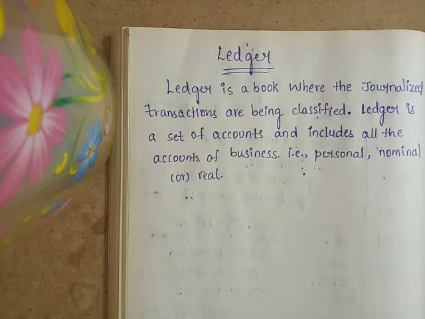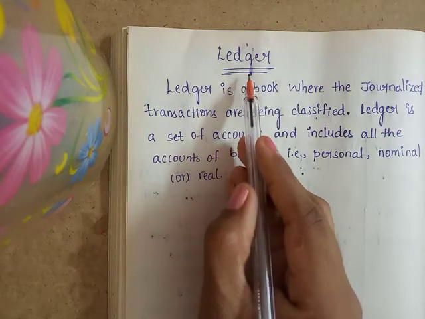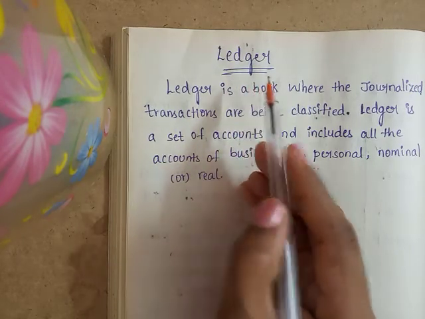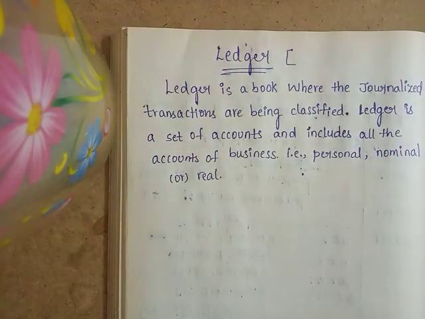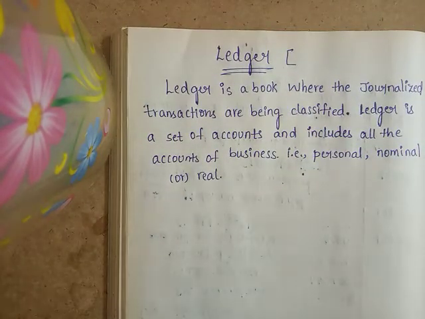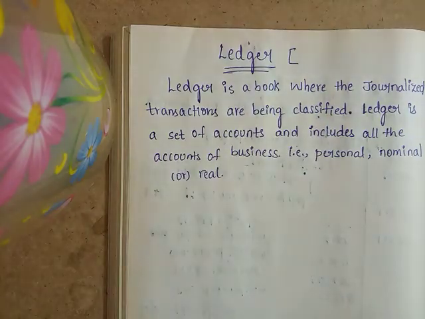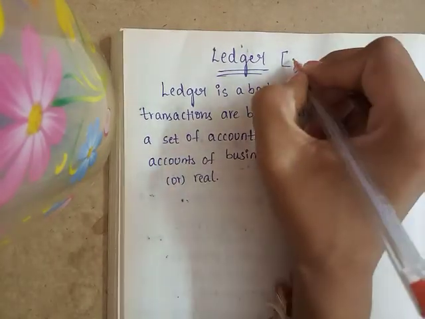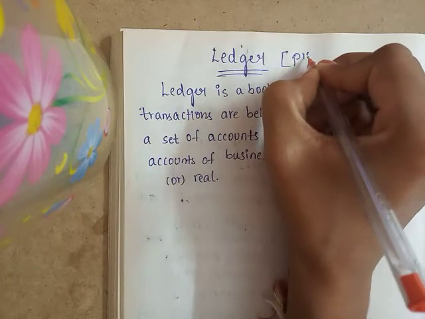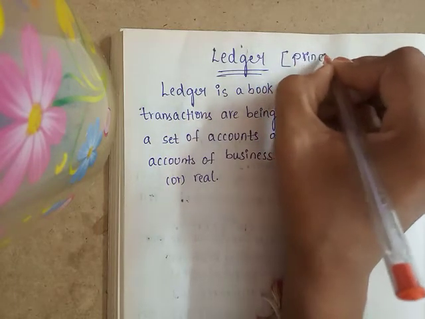So this ledger is also known as a principal book. Journal is what? Journal is a book of prime entry, original entry. So this ledger is a principal book.